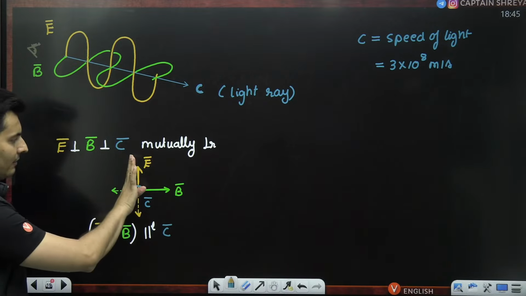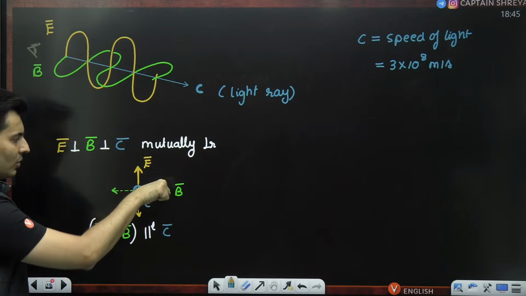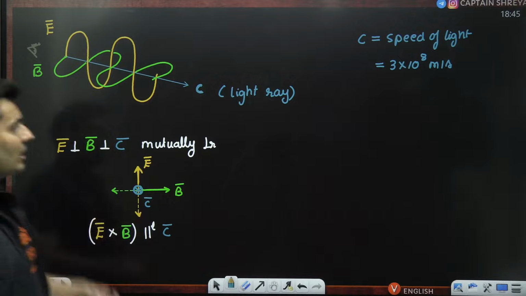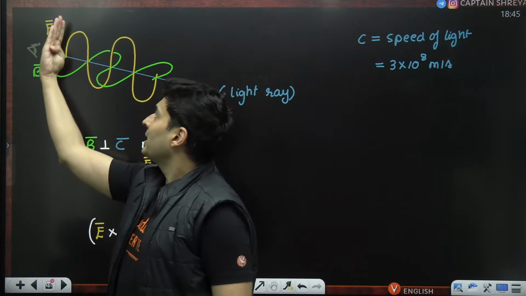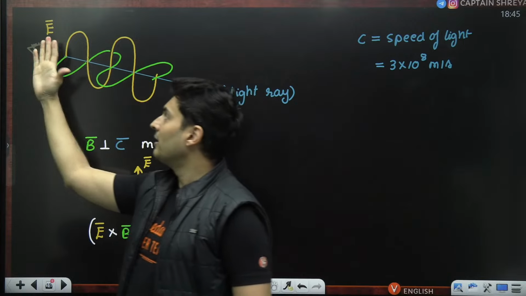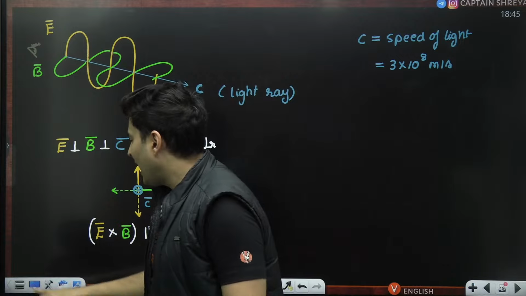Notice electric field is on the top, take the right hand, cross-producted with magnetic field, the thumb goes inside, so that's exactly the direction of the velocity of the light. Here also, if I do electric field cross magnetic field, the thumb goes exactly here, exactly what I am expecting it to do. How does it actually look like?